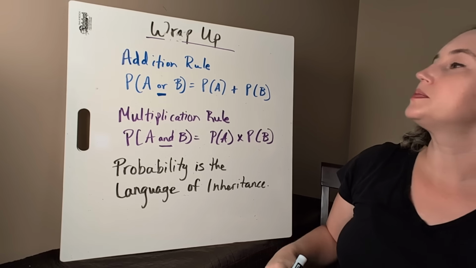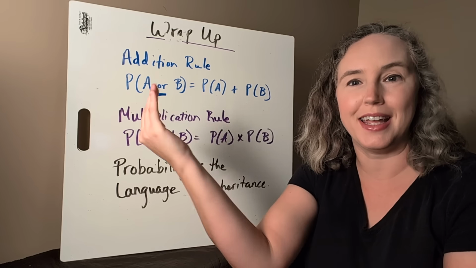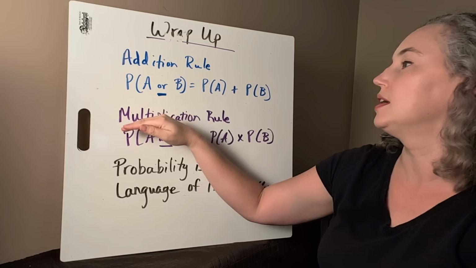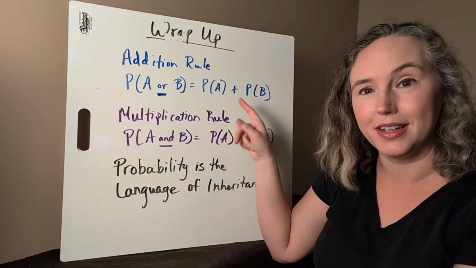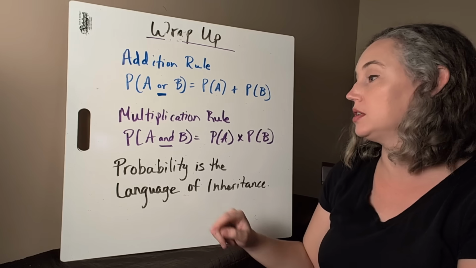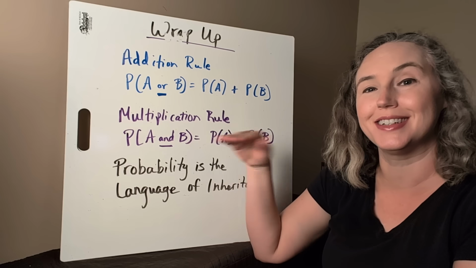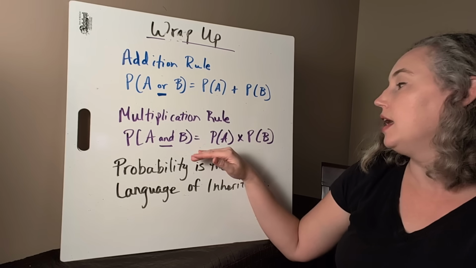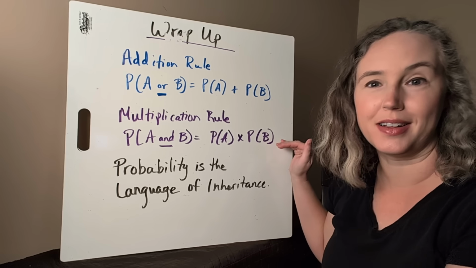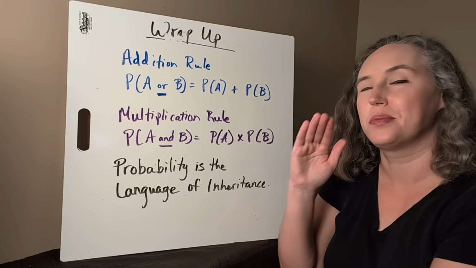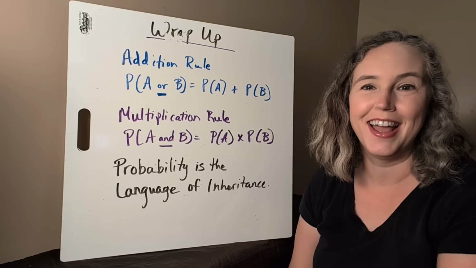To wrap up, the addition rule we use when it's an either or situation. And this is the formula. We're going to add when there's an or question. The multiplication rule, this is what we use when there's an and question. And we're going to multiply the likelihood of A happening with the likelihood of B happening. Probability is the language of inheritance.